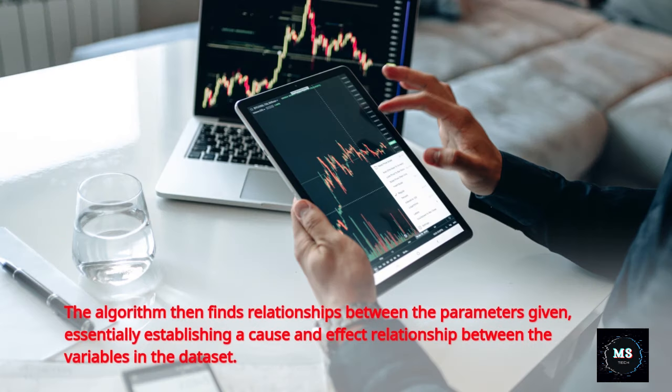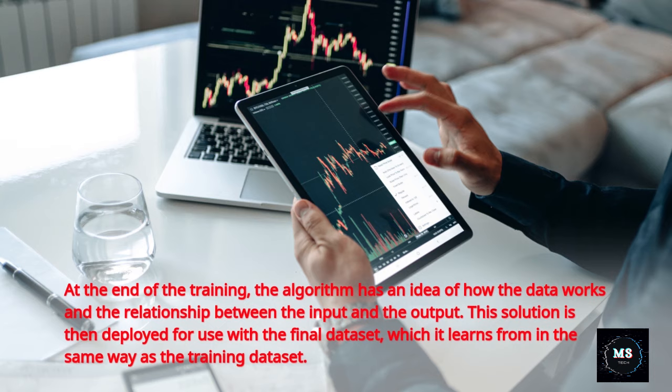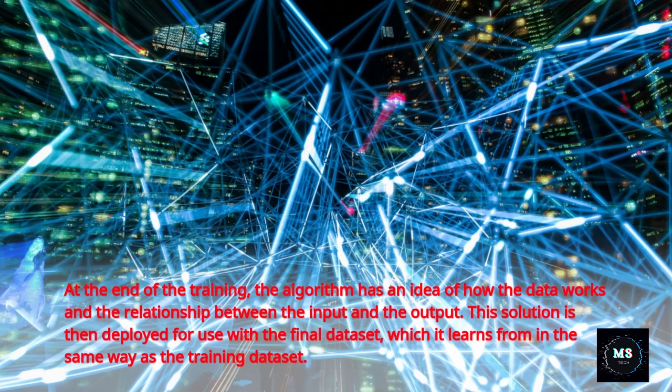The algorithm then finds relationships between the parameters given, essentially establishing a cause and effect relationship between the variables in the dataset. At the end of the training, the algorithm has an idea of how the data works and the relationship between the input and the output.